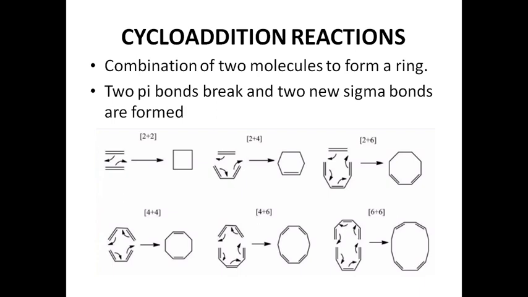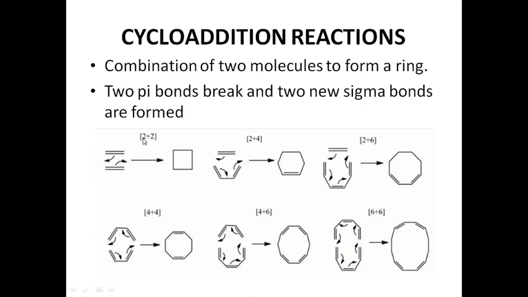So what are cycloaddition reactions? You have two molecules which react with each other in a single step to form a product. Consequently, what has happened is two pi bonds have rearranged into two sigma bonds. These are various examples of cycloaddition reactions. You can see that they have been mentioned in brackets.